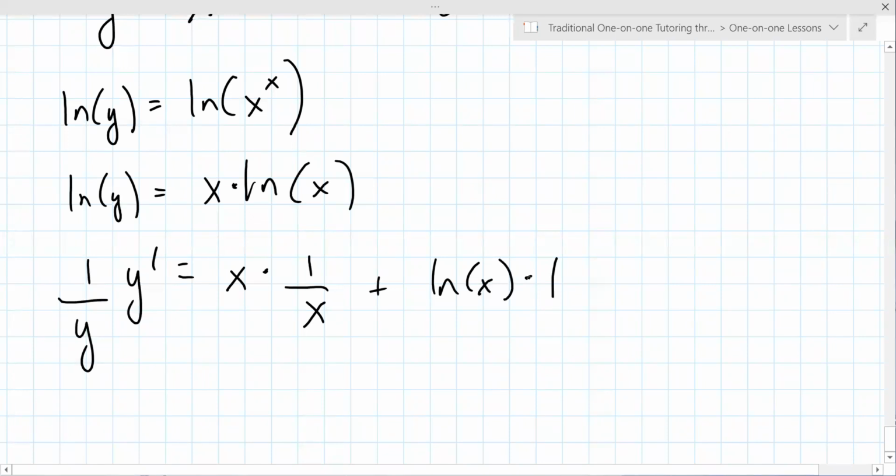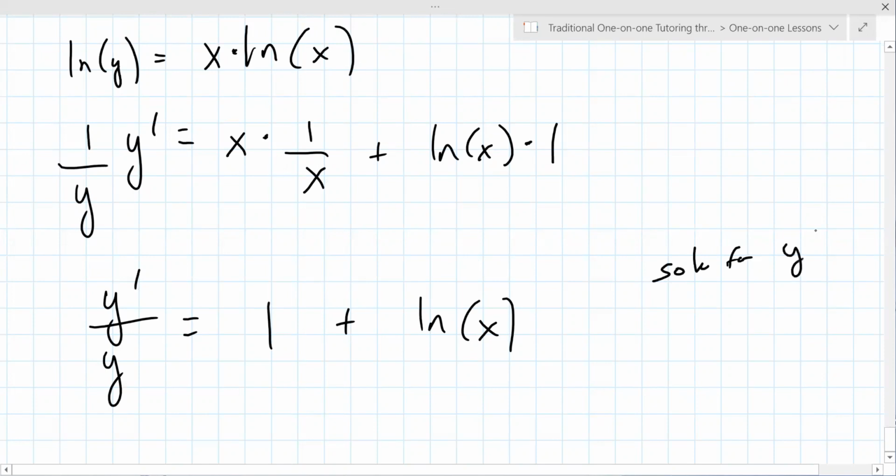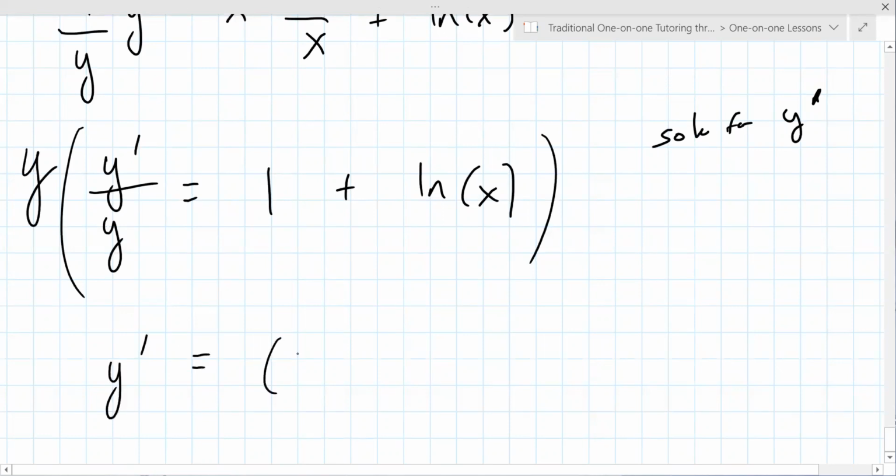Yeah, I got that. So then y prime equals all that, because you multiply by y. But what do you do with that? Well, you have to solve for y prime, but you don't need to do it all at once. You've got to clean up the right side first. So when that's cleaned up, x over x is 1, and the natural log of x times 1 is natural log of x. Then you multiply both sides by y. So your y prime equals 1 plus natural log of x times y.